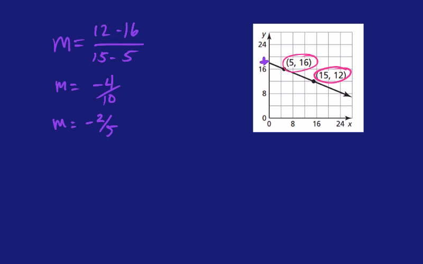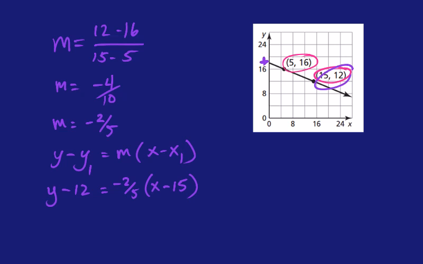I know this is bad. You're saying it's a fraction and it's negative, but life's going to be okay. All right, so we're going to use y minus y1 equals m times x minus x1, and we'll go from there. So y minus 12 equals negative 2/5 times x minus 15. So this is the point I chose, (15, 12), and then I use the slope negative 2/5, and then we're going to distribute.